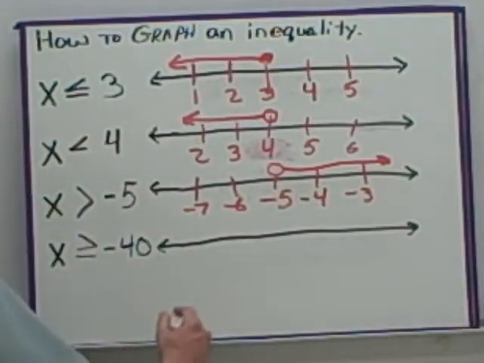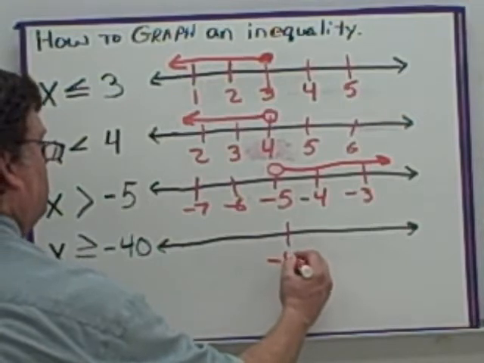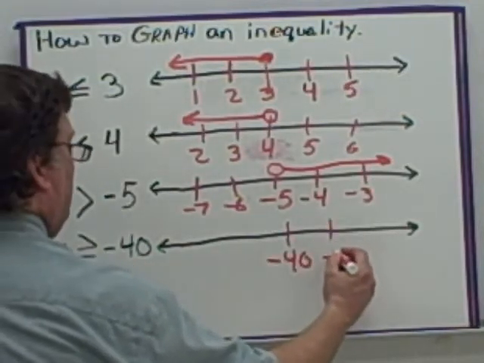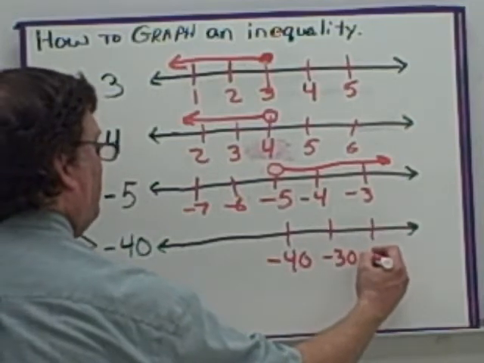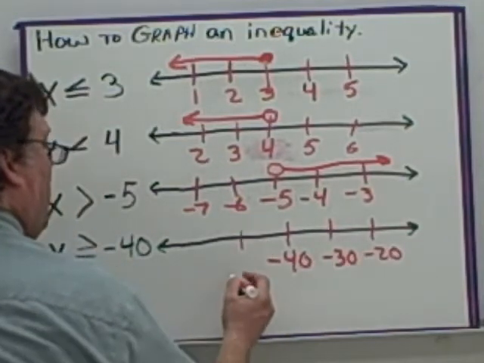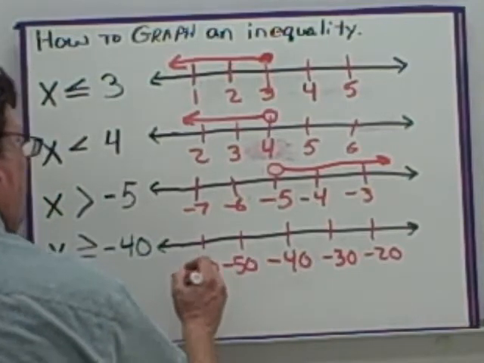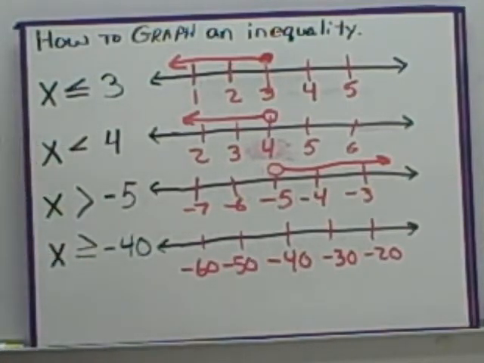Here we have negative 40. x is greater than or equal to negative 40. This time, I feel like counting by tens. Is that a problem? No. Is it really going to help us with this particular graph? No, but it might help us in future graphing. So just know you don't have to count by ones. You can count by other numbers.